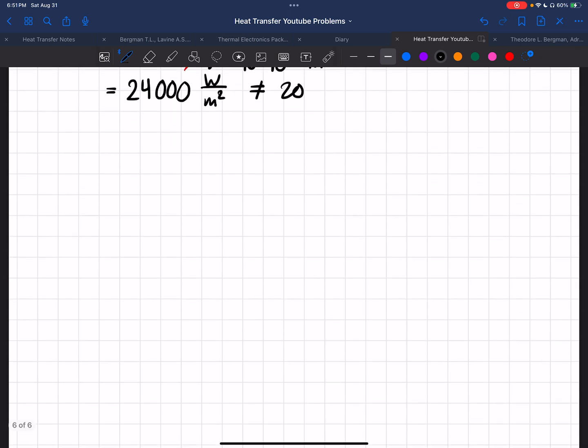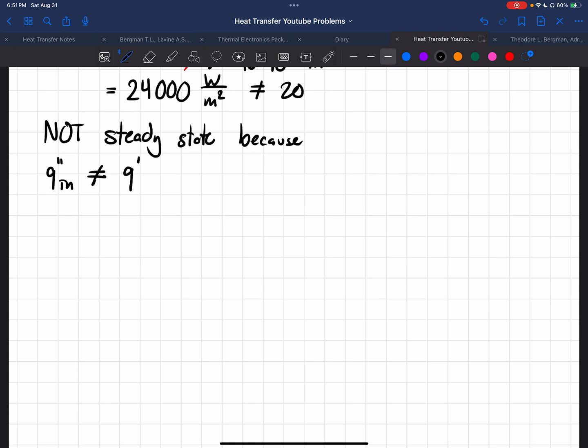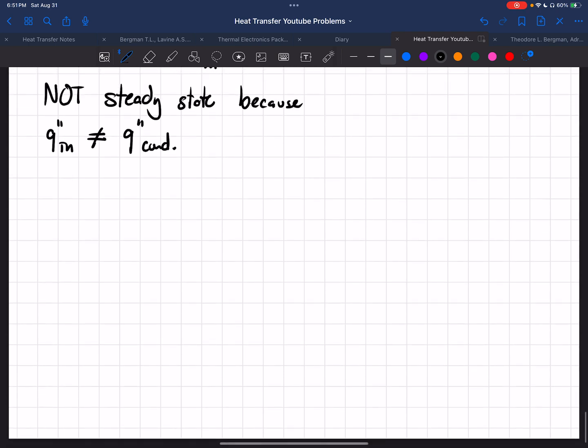So we can say that we do not have steady state in this problem because the heat flux going into the system is not equal to the heat flowing through the system. Q in is not equal to Q cond, or Q conduction. And that's our answer. And just to finish up, we will put our comments section.